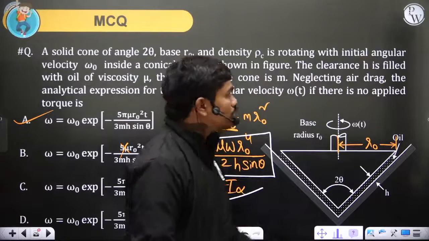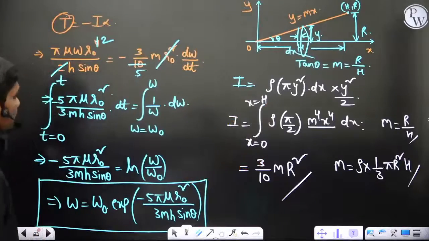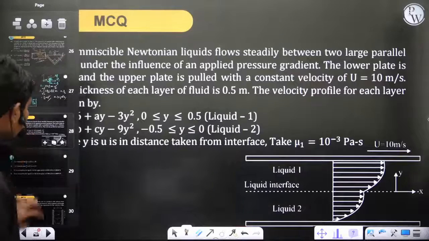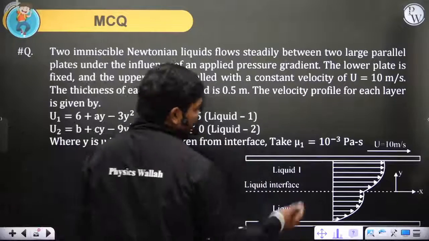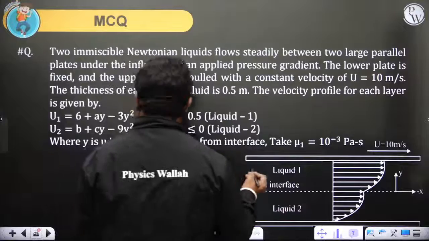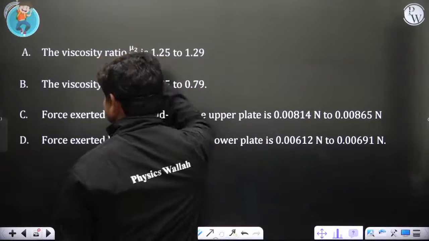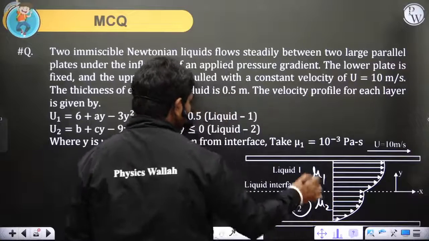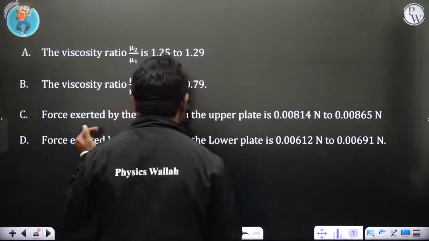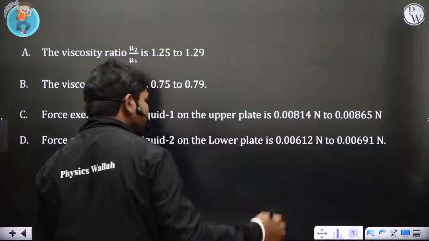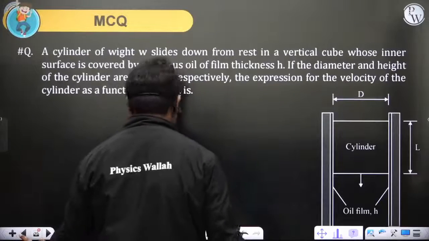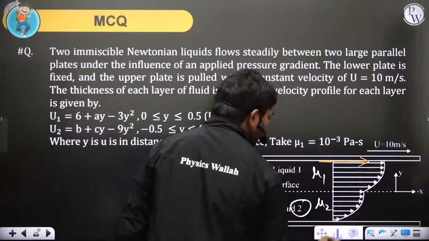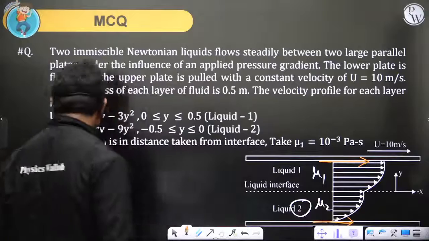So I'll give you some small homework based on what I have taught you today. You can see this question and this question I'm leaving for you. Basically there are two liquid surfaces, and they are asking you the viscosity ratio of mu2 by mu1. So here if it's mu2 and here if it's mu1, then what is the ratio of mu2 by mu1, and also the force exerted by liquid 1 on the upper plate and the force exerted by liquid 2 on the lower plate. Basically what is the force exerted on the upper plate and what is the force exerted on the lower plate by mu2. So this is one question.